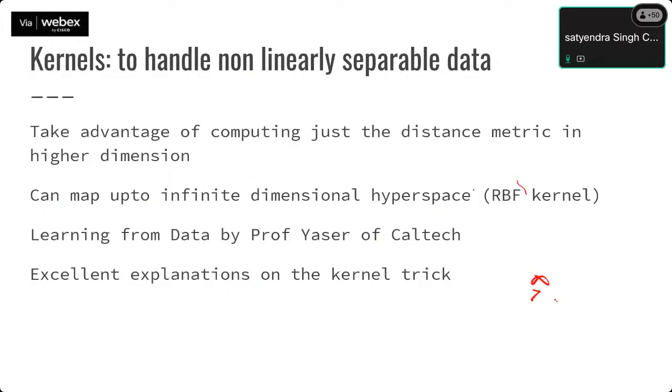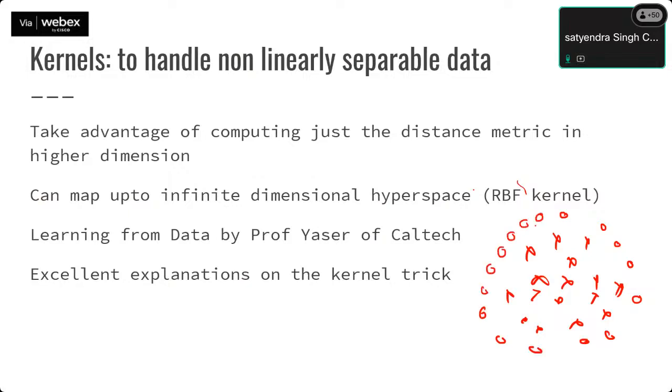So for example, in this data, let's say the cross represents one class, and the dot represents another class. There is no linear model that can classify it into two categories. So in that case, if you have non-linear data, then SVM can use kernels. Kernels are basically different functions that handle the non-linearly separable data.